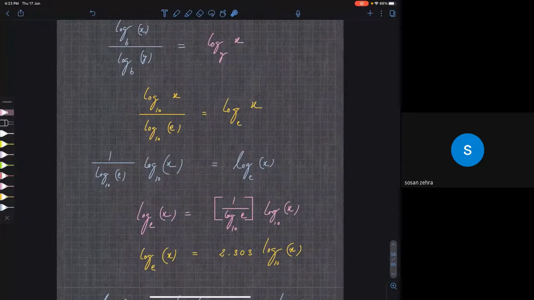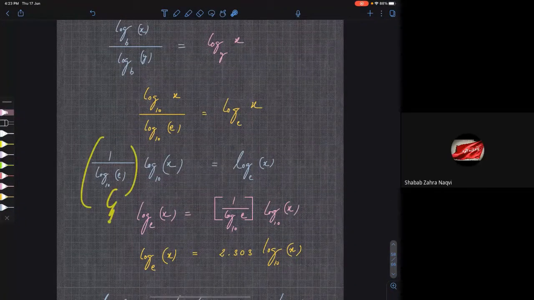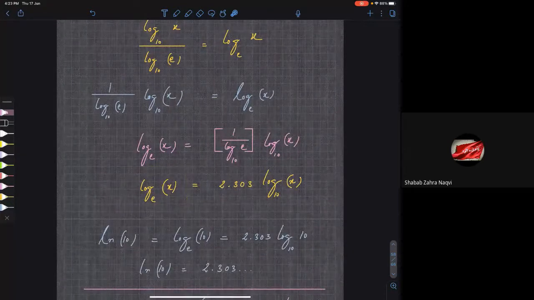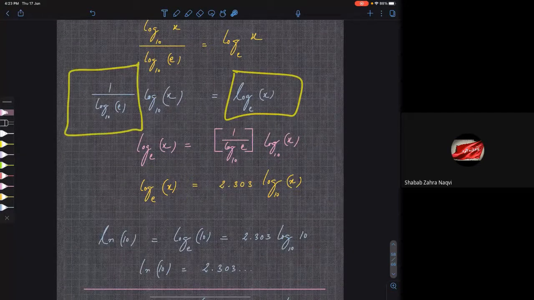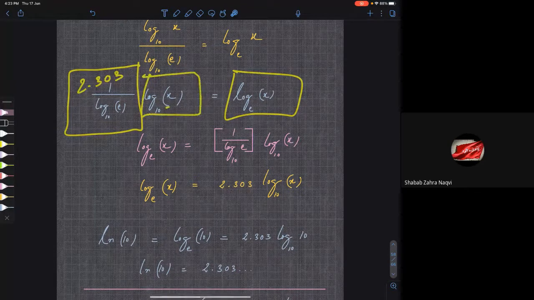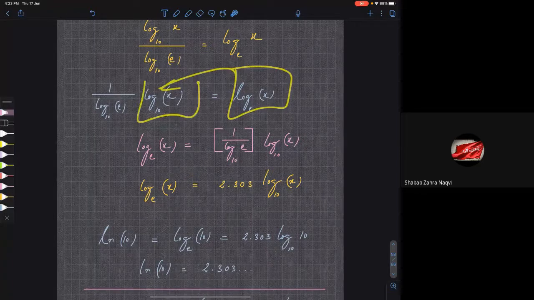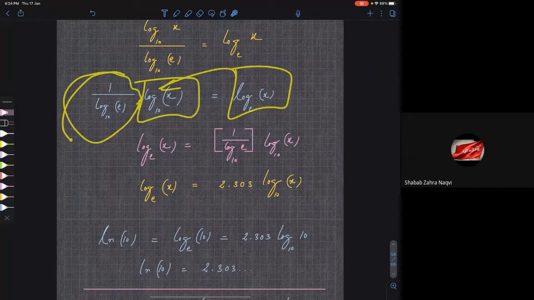So, in place of this, what did I write? 2.303. Therefore, log x to the base e is equal to 2.303 times log x to the base 10. So, what am I doing? I am converting natural log into log to the base 10 by simply multiplying it by this factor. This factor is what? 2.303. Clear?